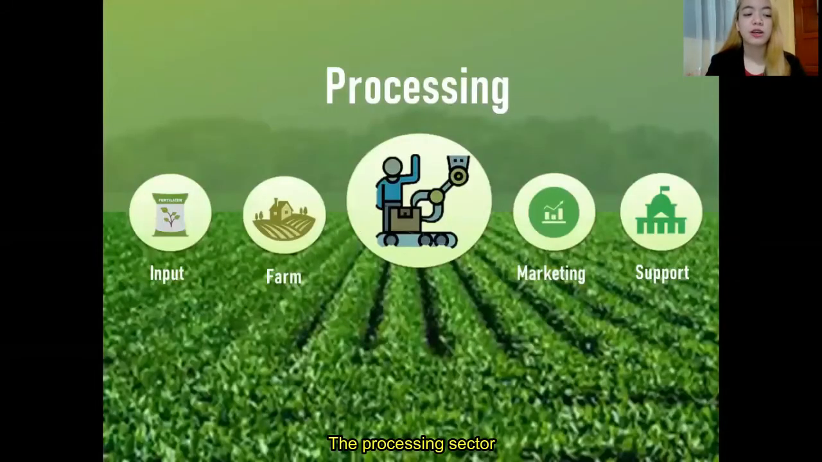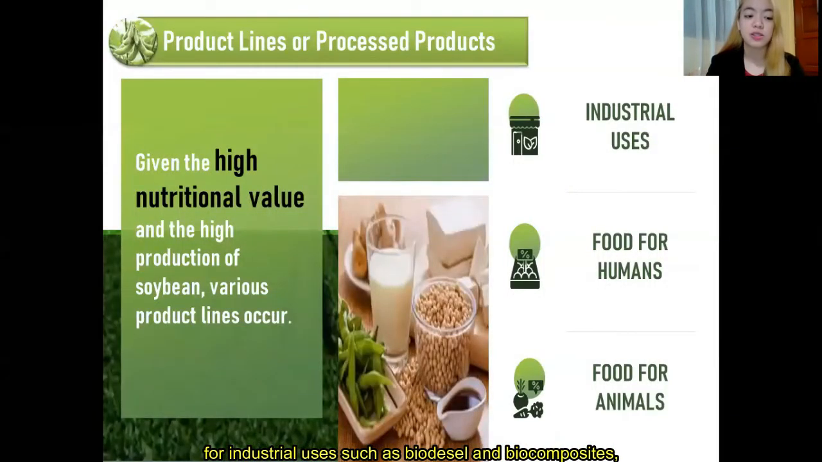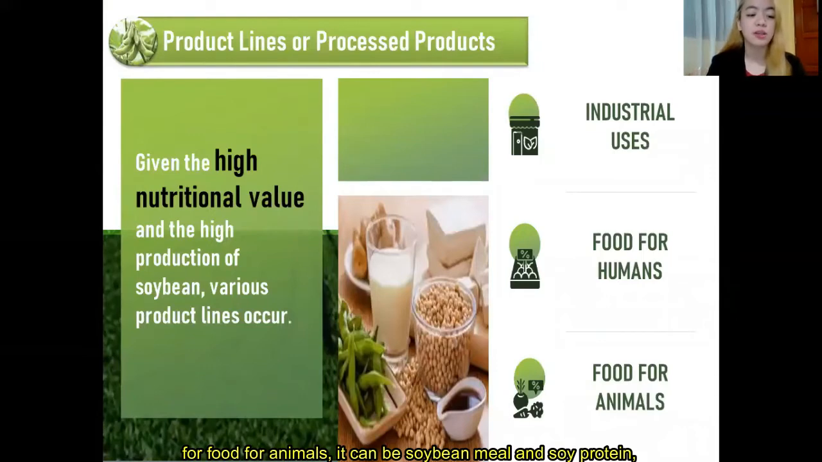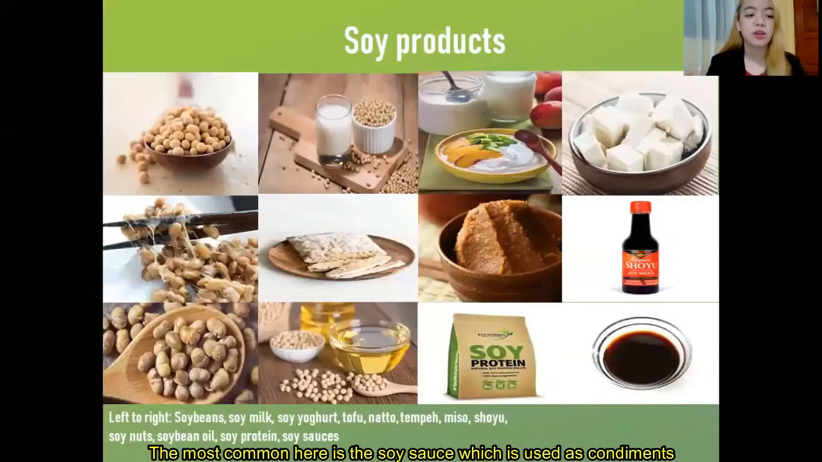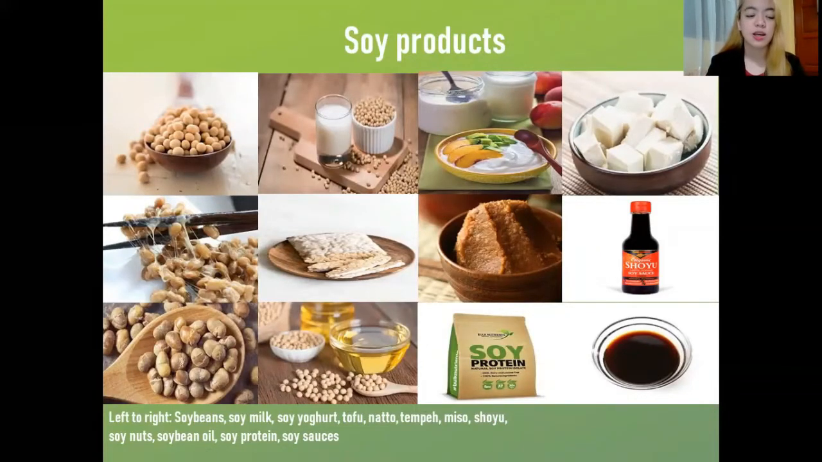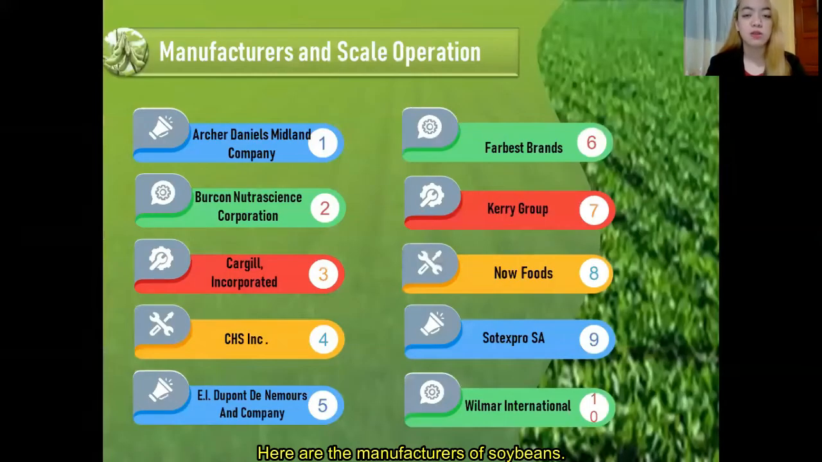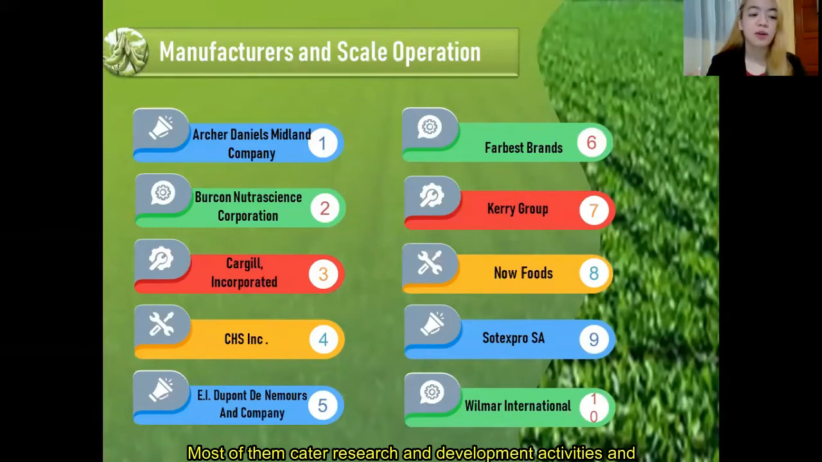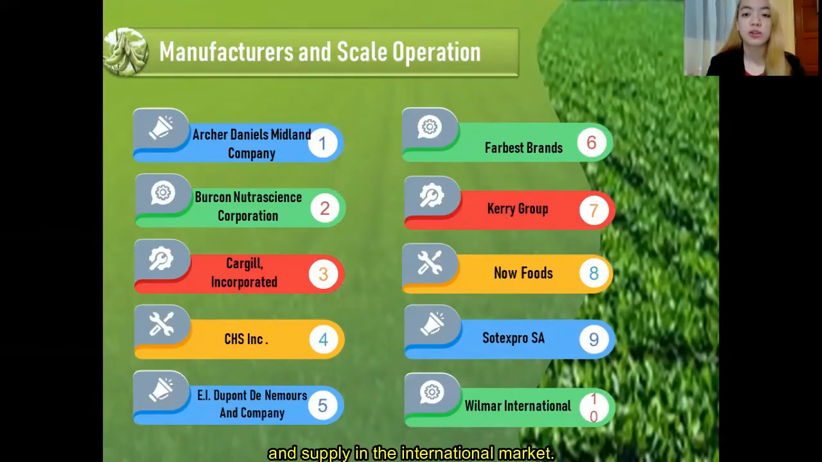Processing sector. Given its high nutritional value, soybean can produce products for industrial uses such as biodiesel and biocomposites. For food for animals, it can be soybean meal or soy protein. For food for humans, here are some of the soy products. The most common here is soy sauce, which is used as a condiment in the Philippines. Here are the manufacturers of soybean globally. Most of them cater to research and development activities and supply the international market.